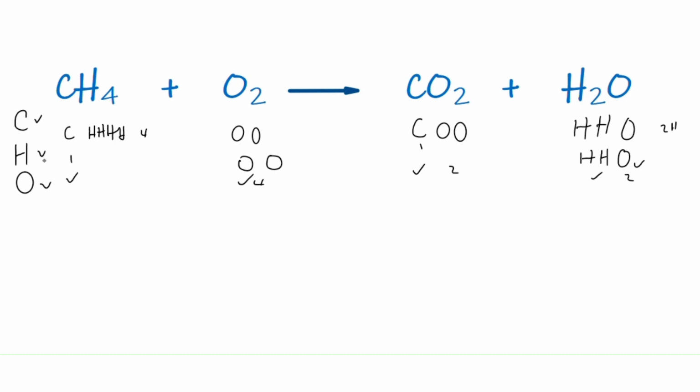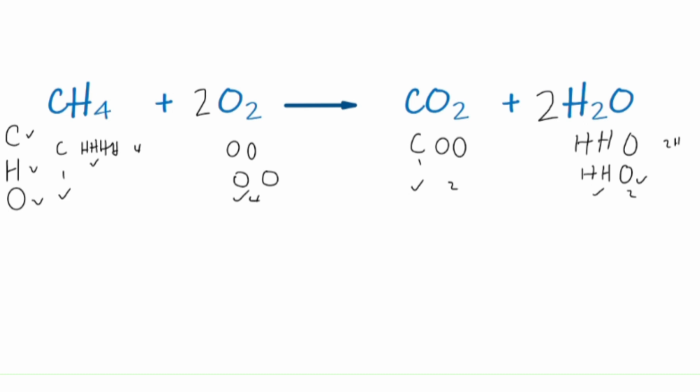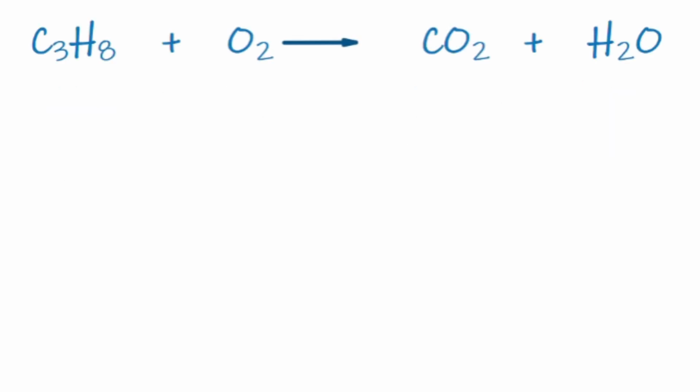So now we put the numbers in. We haven't changed the methane, the CH4, but we've doubled up the oxygens. So we need a 2 in front of the oxygen. We've not done anything with the carbon dioxide, so that can stay the same. And we've doubled up the water, so we need a 2 in front of that water.